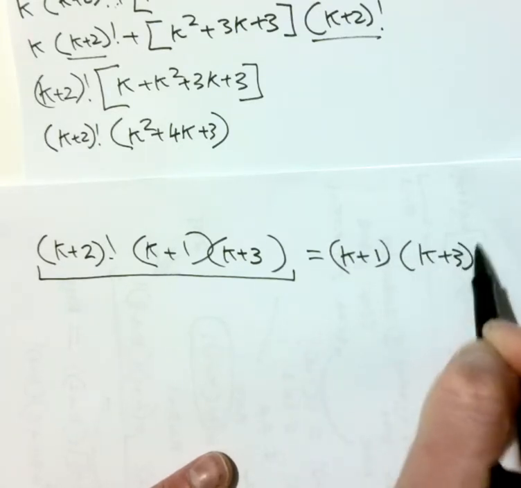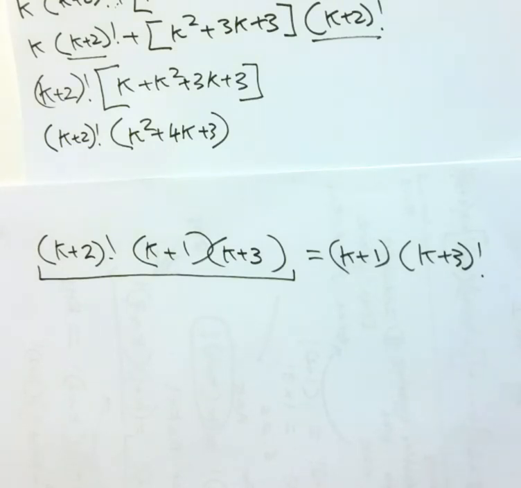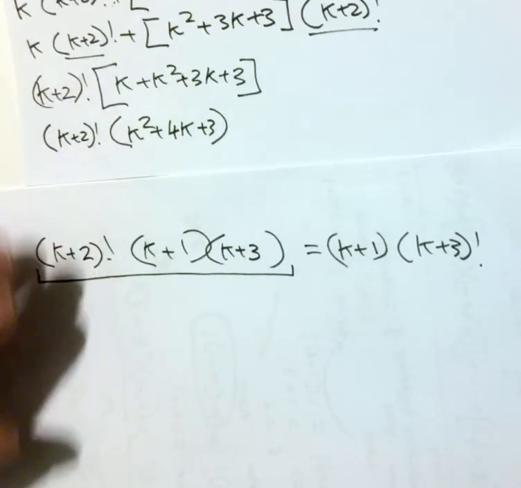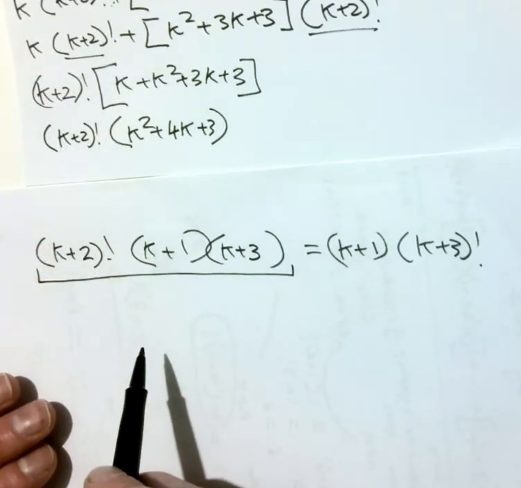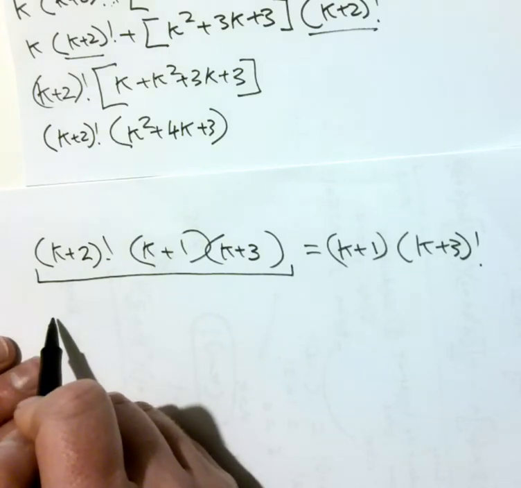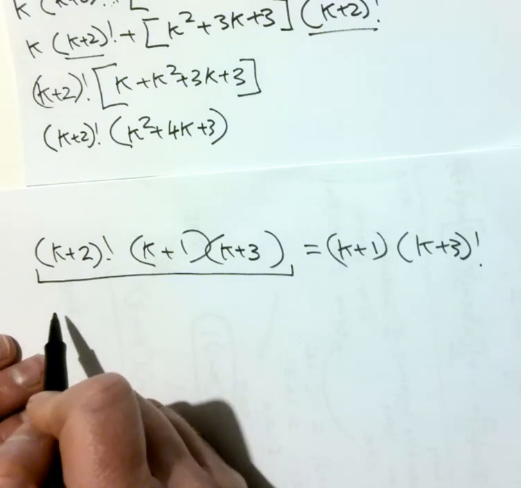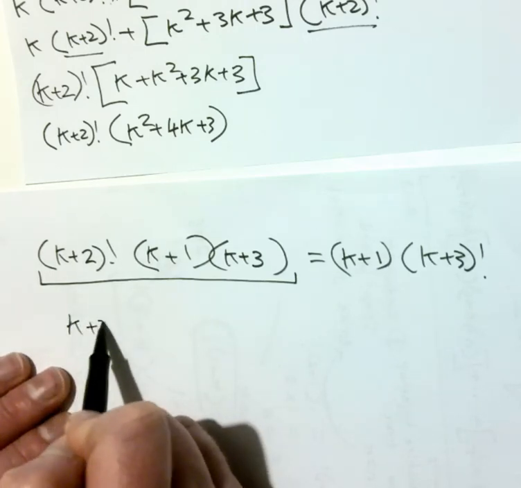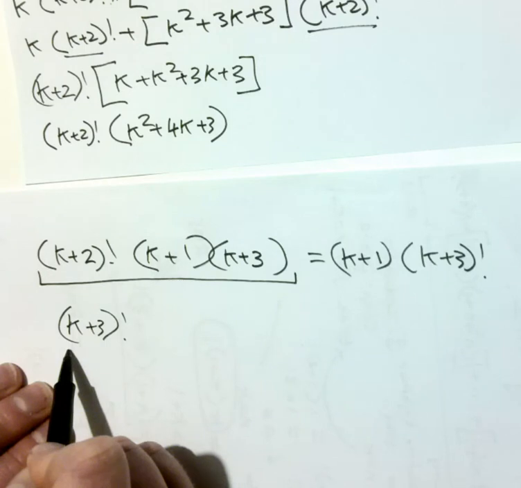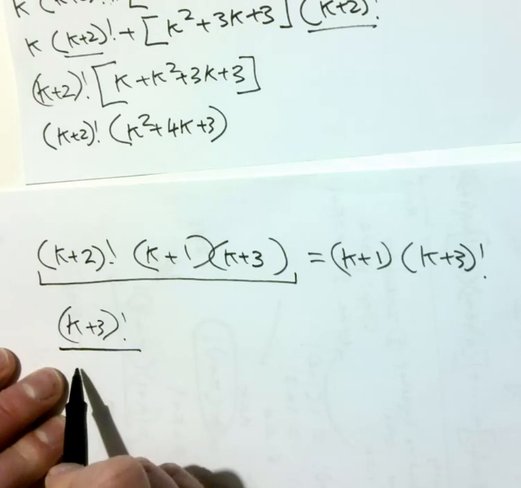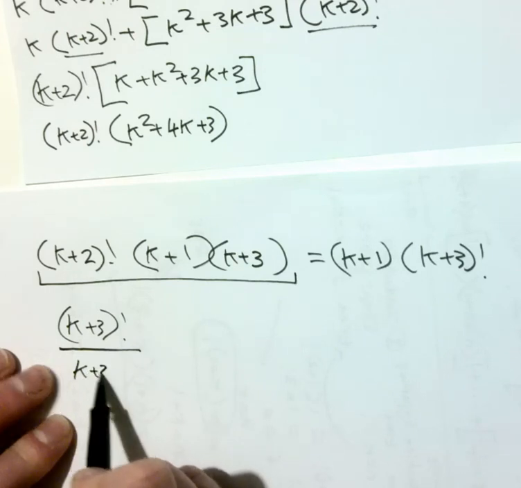Now, how on earth do we do that? It's a very good question. I can't think it out. Okay, I've got it. So we can write, I'm going to do this. Okay, so let's do this here. So we've got k plus 3 factorial is the same as k plus 2 factorial if we take out the k plus 3.